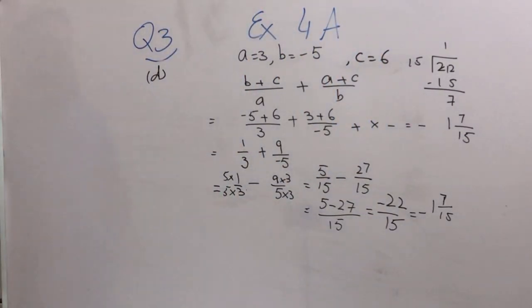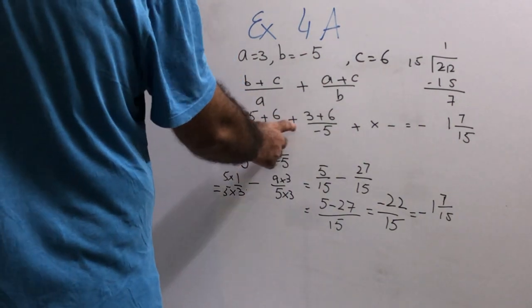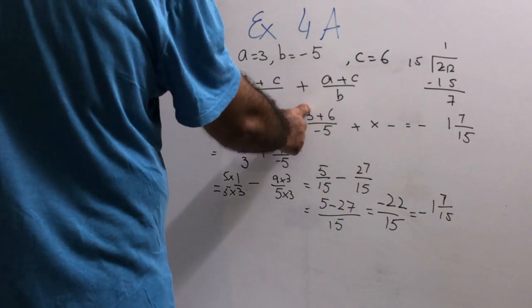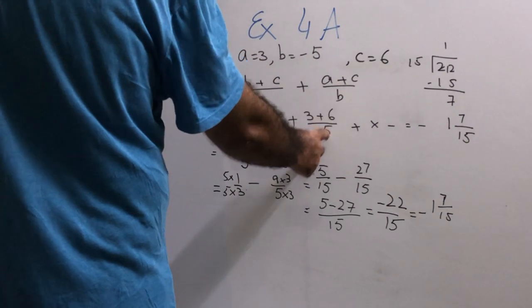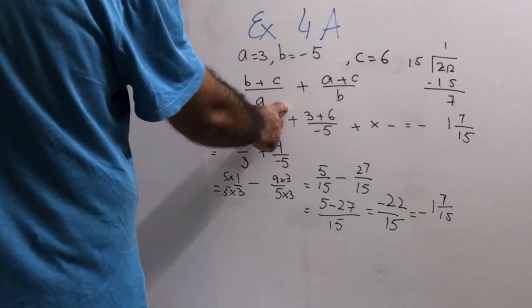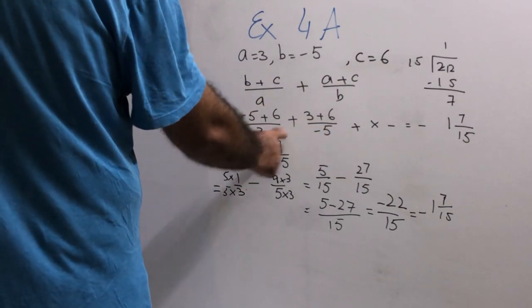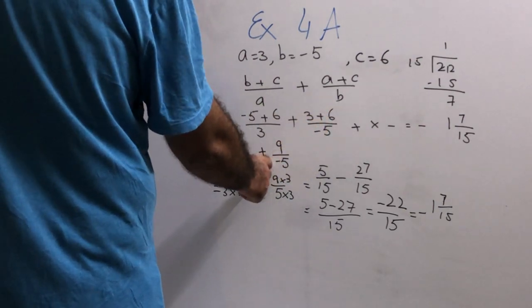So I'll recap. The values of A, B and C were given. The expression was B plus C over A plus A plus C over B. So we plugged in the values. B was minus 5, C was 6, A was 3, plus A was 3, C was 6 and this was minus 5. Minus 5 plus 6 is 1 over 3 plus 6 plus 3 is 9 over minus 5.